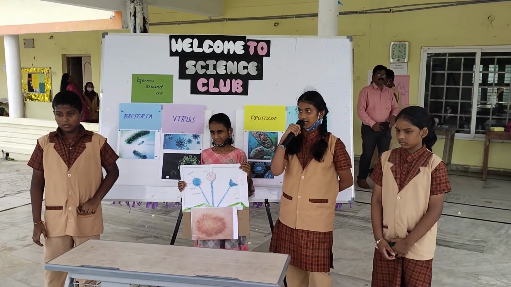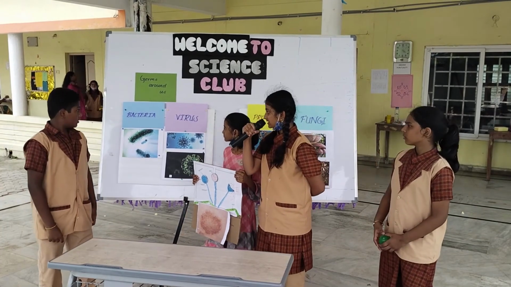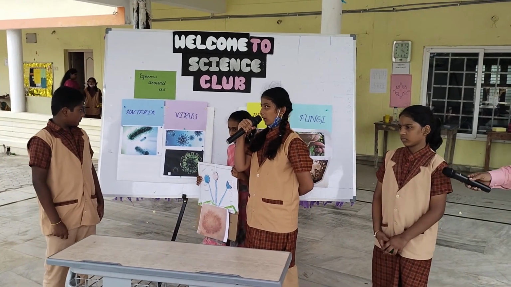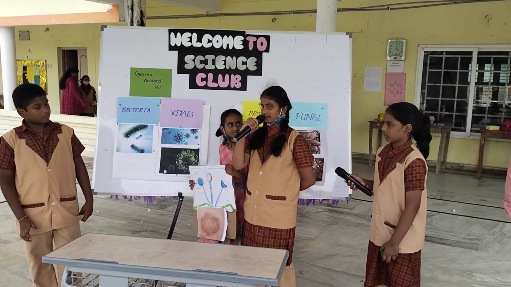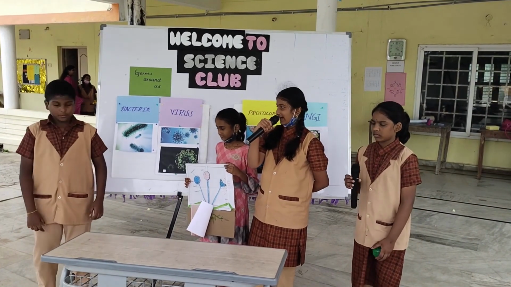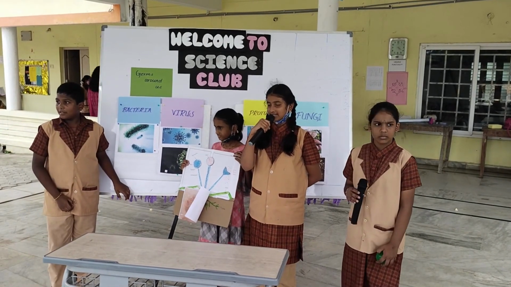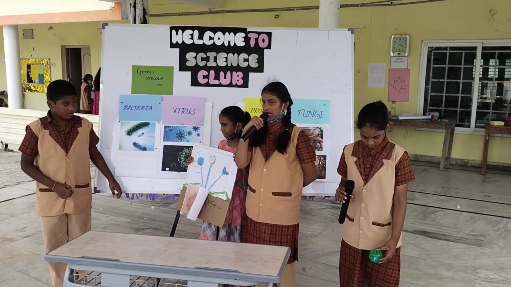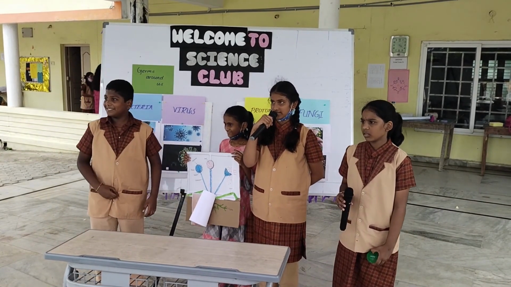Today I am going to tell about bacteria. Bacteria are unicellular tiny organisms. They live together in colonies of millions. Some bacteria are helpful and some are harmful. Types of bacteria: Spirilla, Cocci and Bacilli are some types of bacteria. Diseases caused by bacteria are cholera and tuberculosis. Thank you.